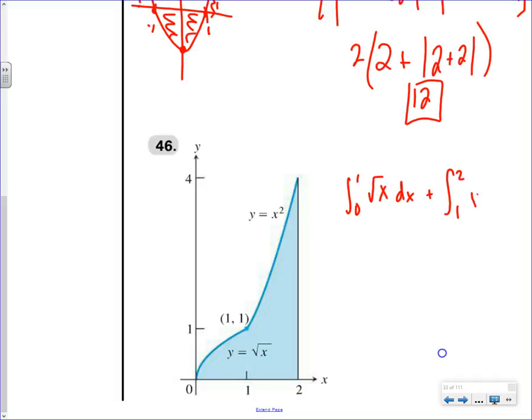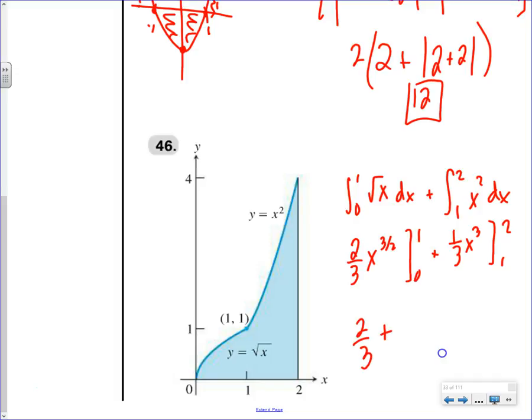We have 1 to 2. Anti-derive x to the 1/2, just quickly. 3 halves, x, well, whatever. Yes, that's it. 1/3 x cubed. Thank you, that's right. 2/3, just 2/3, because 1 to any power and 0 to nothing. 2/3 plus 8/3 minus 8/3 minus 1. 2 plus 8 is 10, and 10 minus 1 is 9, and 9 over 3 is? 3. That's not too shabby.